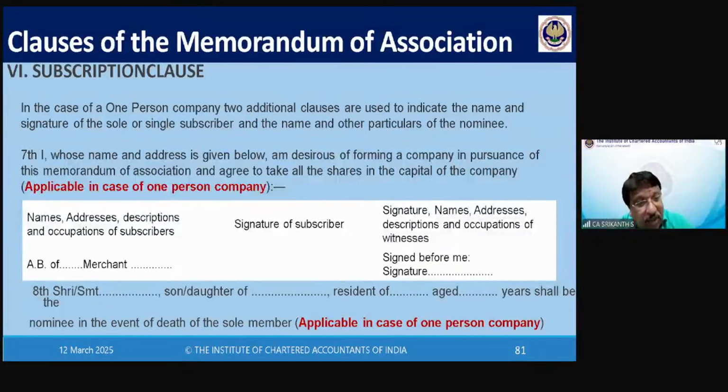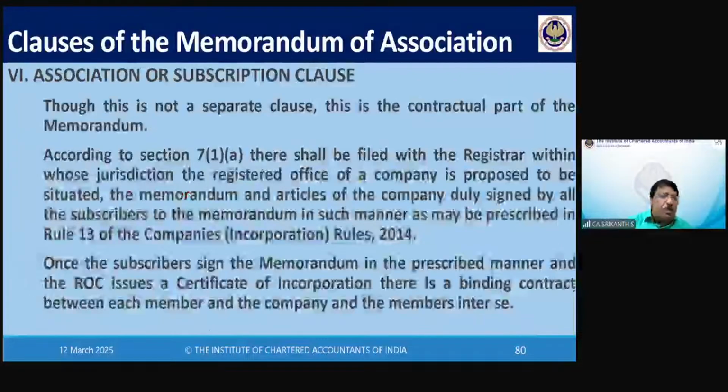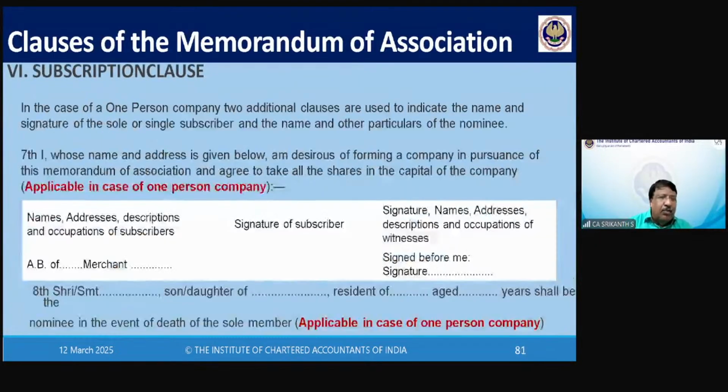And also in the 8th clause, you have to mention Sri, Srimati, so-and-so, son of so-and-so, resident of so-and-so, address, aged about so-and-so, shall be the nominee in the event of death of the sole member. This is there only for OPC. For normal company, it stops here. For OPC, this last, we the several won't be there. Instead, I whose name and address is given. That is all. Only difference for OPC. Otherwise, OPC is also the same only. No difference.